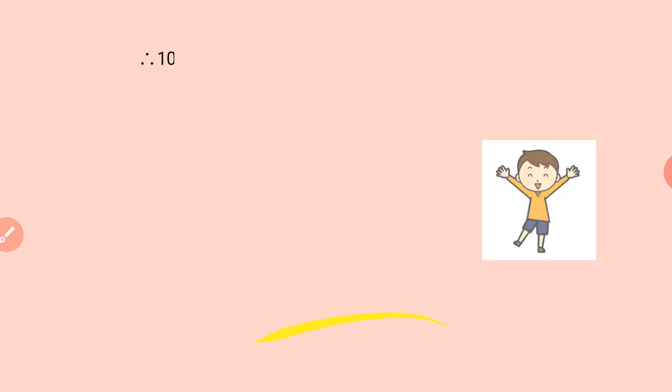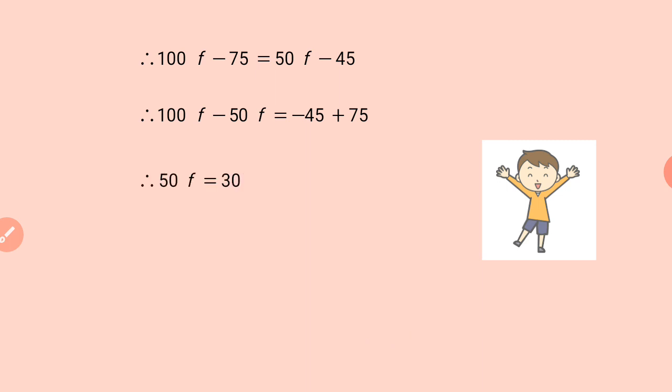Open the brackets. Transpose variable related terms on one side. Solve for it. You get f equal to 30 by 50, which can be reduced further to 3 by 5. Now it is not compulsory, but you can write it as 0.6. Even if you leave the final answer as a fraction, it is always okay.